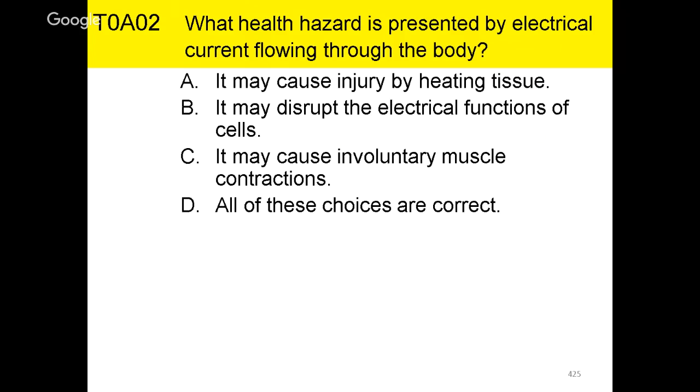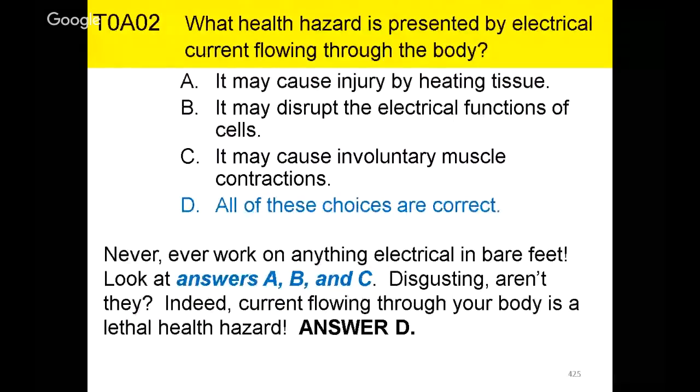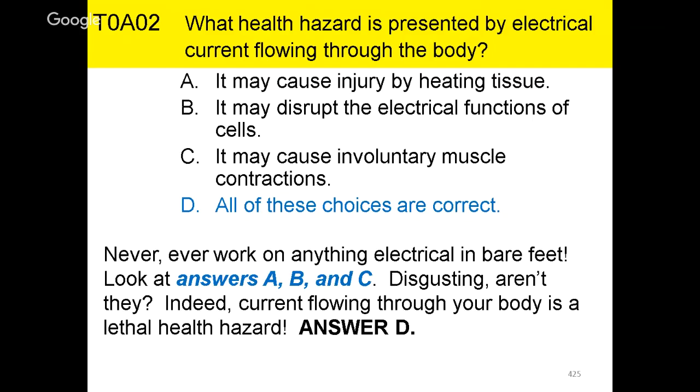So, what health hazard is presented by electrical current flowing through the body? Well, could cause injury by heating tissue. Yeah, that's a good possibility. It also may disrupt the electrical functions of your cells. It may cause involuntary muscle contractions. And of course, all of these choices are correct. Your answer is D. And I've had the unfortunate experience of having involuntary muscle contractions, but that was way back in middle school, I think. But at any rate, all those things can happen to you.